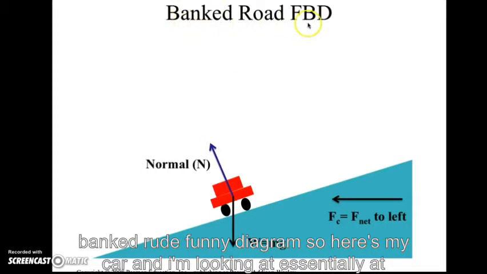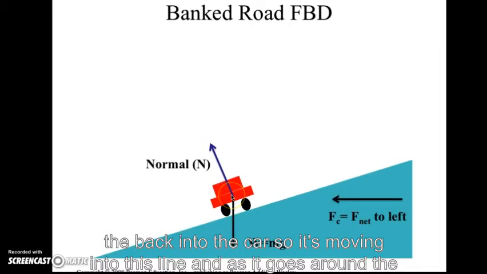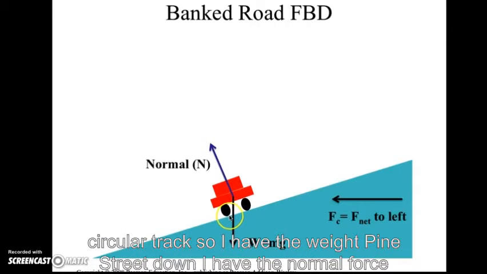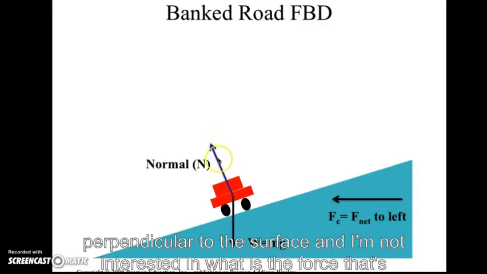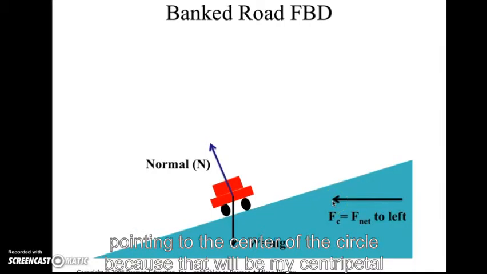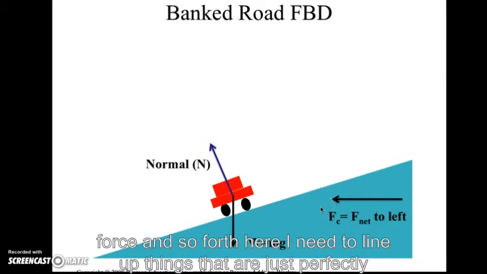So here's an example. I've got a banked road free body diagram. So here's my car on the incline. I'm looking essentially at the back end of the car, so it's moving into the slide as it goes around this circular track. So I have the weight pulling straight down, I have the normal force perpendicular to the surface, and what I'm interested in is the force that's pointing to the center of the circle, because that will be my centripetal force.